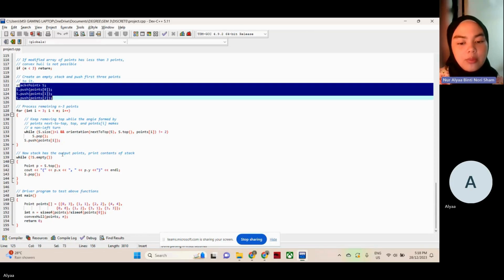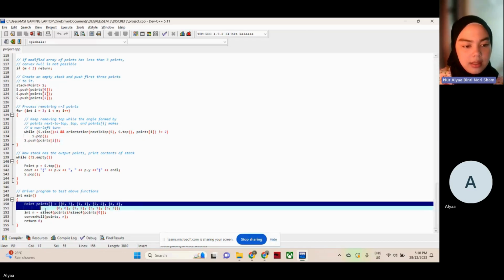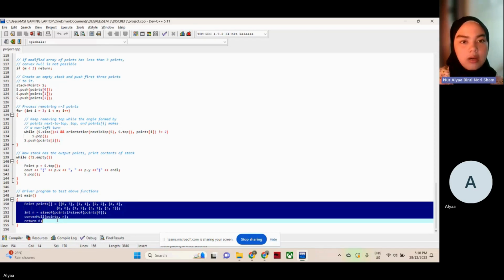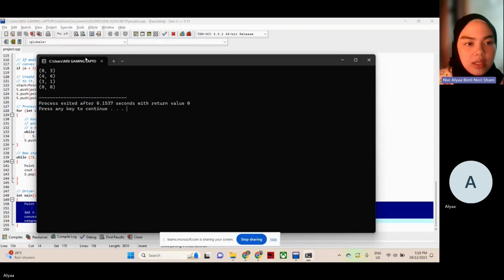It will keep removing points from the stack when the orientation of the following 3 points is not counterclockwise. It will take the point next to the top in the stack, the point at the top of the stack, and also point I. Next is to push point I to S. Lastly, it will print the contents of S. So that is how this algorithm is coded, and this is the output. If you can see the output: 0 3, 4 4, 3 1, and 0 0.